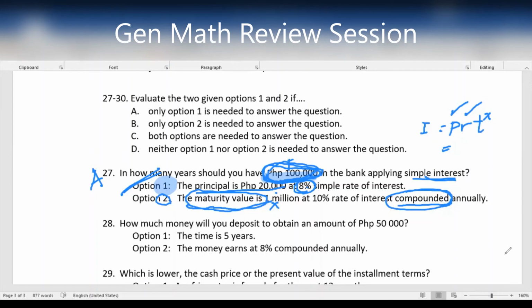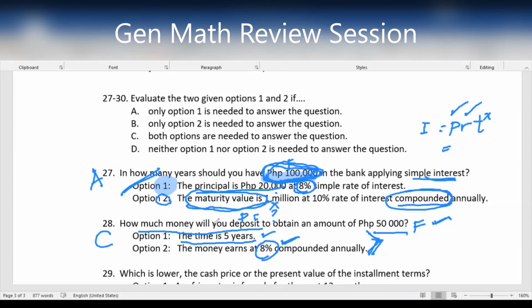Now proceed to number 28. How much money will you deposit to obtain an amount of 50,000? How much money will you deposit is asking for principal. To obtain an amount of 50,000 is future value. So, do you need the time, 5 years? Yes, kasi for you to solve this, you need the time. We are looking for the principal, di ba? What else do we need? Yung percent. Ayan. So, hindi naman na-mention sa given kung simple or compounded. So, you have to assume na compounded, since wala namang simple interest na sinasabi. So, for you to solve this, you need the year or time and the percent, the interest. Kaya both are needed, so your answer is letter C.